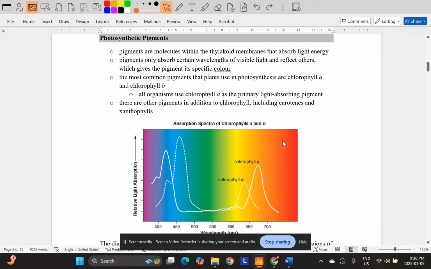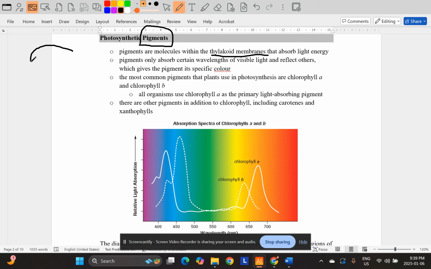Okay, Bio 20s, here we are with lesson number 2 on photosynthesis, and this lesson is talking about pigments. Now, pigments are molecules, and they're typically colored molecules, and the ones that we're going to talk about today in photosynthesis are found in the thylakoid membranes.